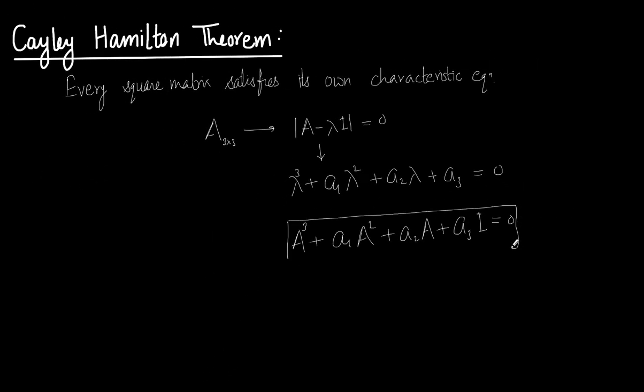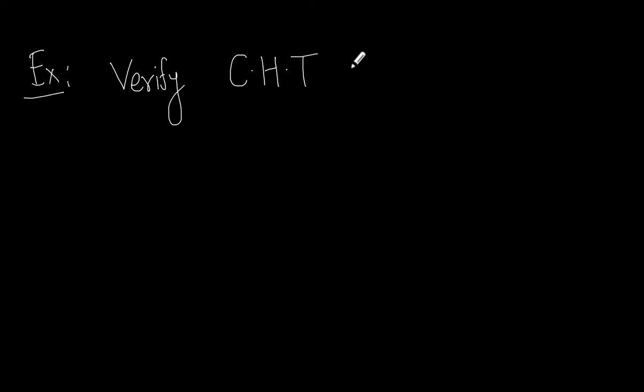So by this theorem, this equation is satisfied by A, and this is our Cayley-Hamilton theorem. With the help of this equation we can calculate A inverse. Here we just have to find the values of A square and A cube. So let us see with the help of an example how we can verify this Cayley-Hamilton theorem for a square matrix, and how we can find the inverse of a matrix using this.